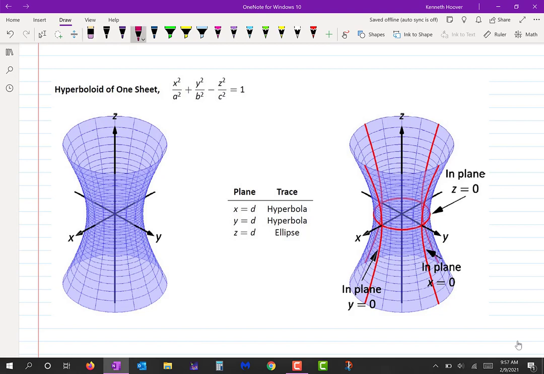The traces parallel to the zy plane, or if you want to say perpendicular to the x-axis, the traces are hyperbolas. The traces that are perpendicular to the y-axis are also hyperbolas. And the traces perpendicular to the z-axis are ellipses. That, by the way, is a surface of revolution. If you take this hyperbola and spin it around the z-axis, you get this hyperboloid of one sheet.